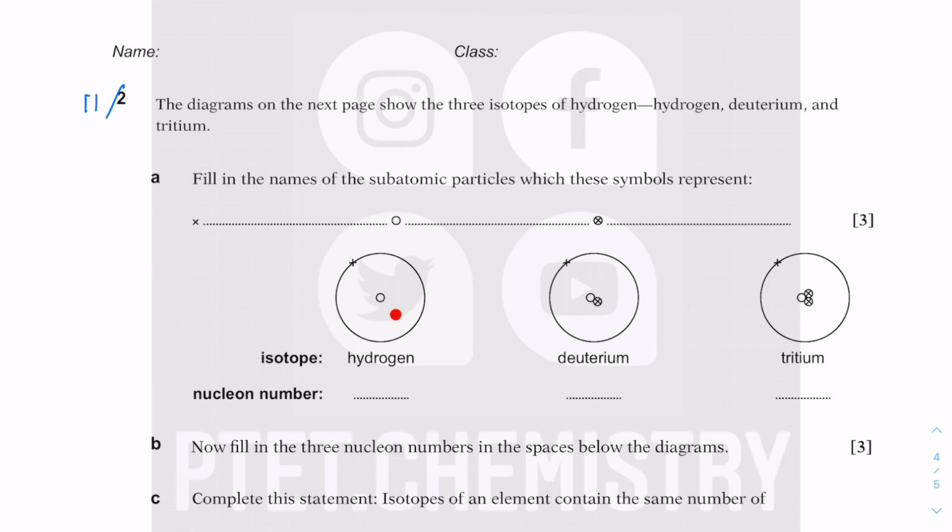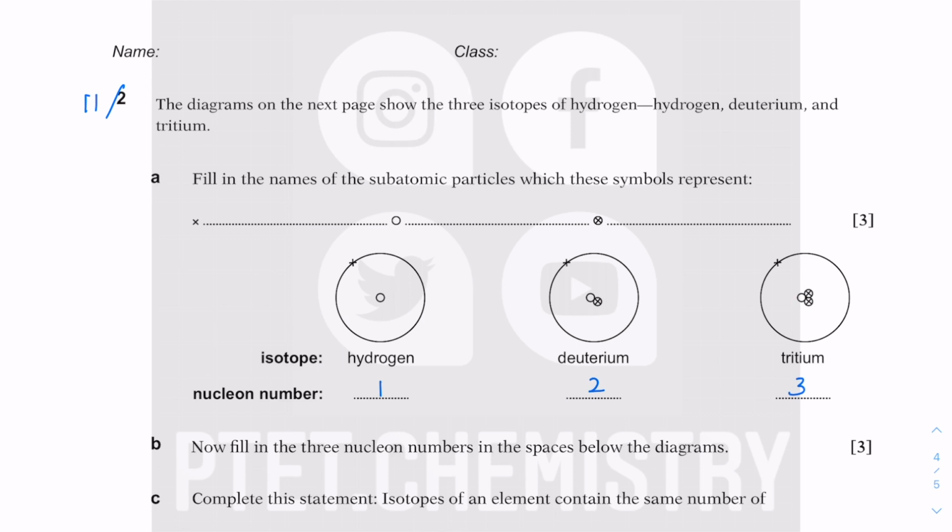So these are the hydrogen. Well, they are all isotopes of hydrogen. The nucleon number is the sum of the number of protons and neutrons in the nucleus. So there's only one particle there. So it's just 1. There is a cross and there's a normal circle there. So there's 2 particles there. There are 2 crosses and there's one of the white one. So there's 3 particles in the nucleus.